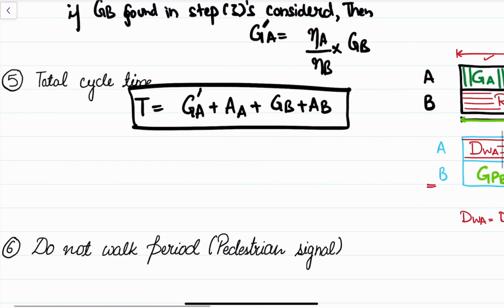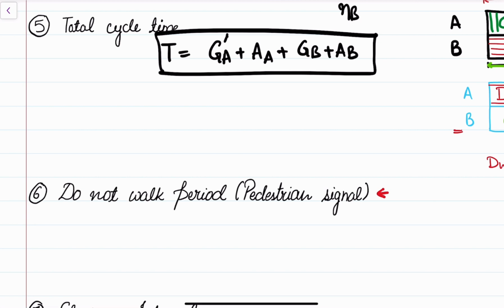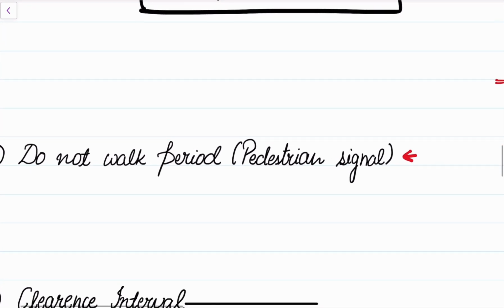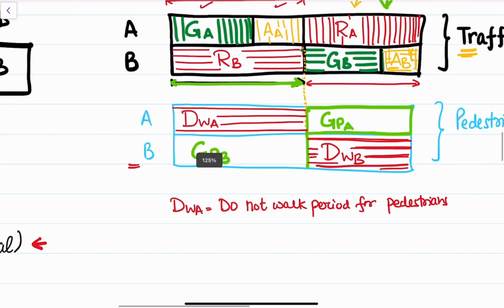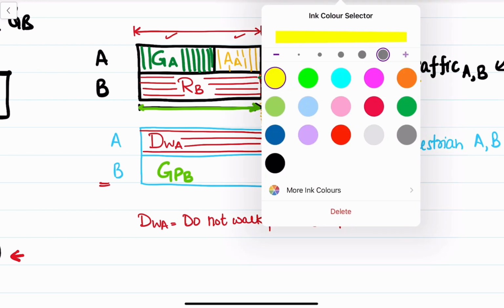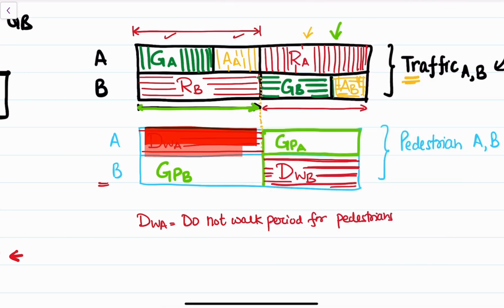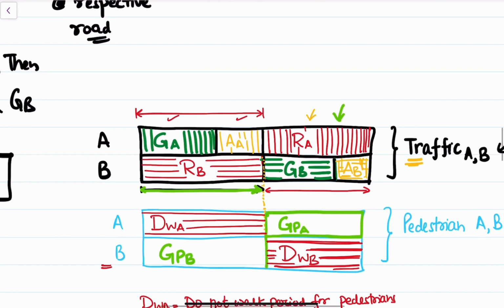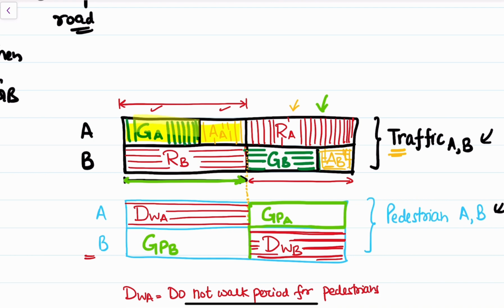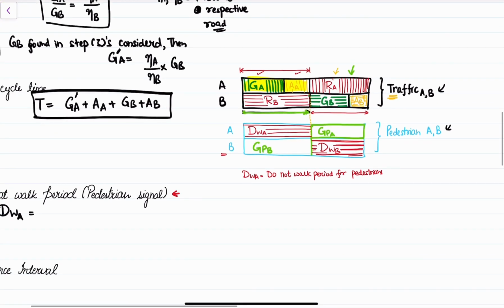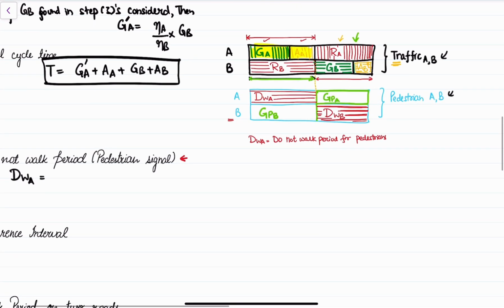Right? So if I say step number 6, what is the do not walk period for the pedestrians at road A? If you look at the diagram for road A, this do not walk period will be equal to the green time and amber time for the traffic at road A. So this do not walk period at road A will be equal to green at A plus amber at A.